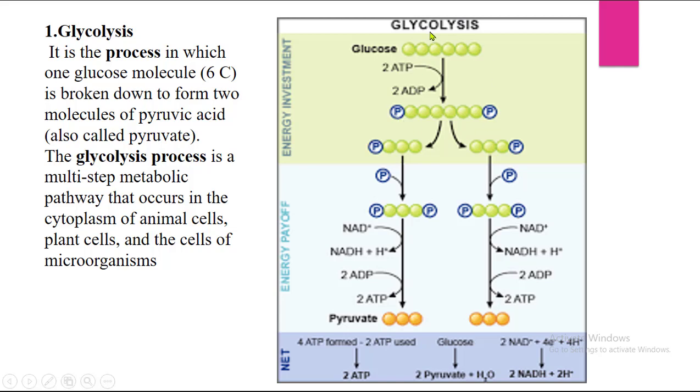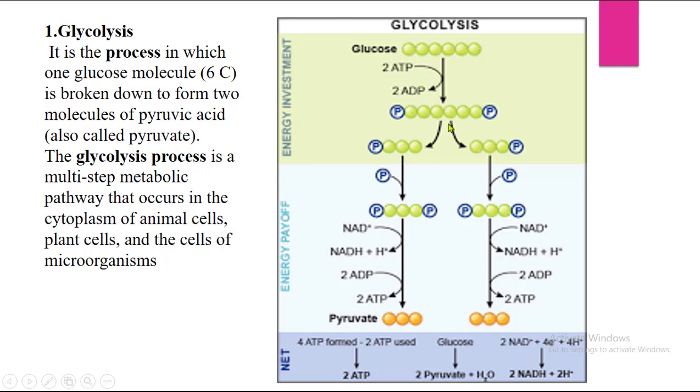This glycolysis actually occurs in the cytoplasm, and the next steps, the Krebs cycle and electron transport chain, take place in the mitochondria. That's why mitochondria is known as the powerhouse of the cell, because the actual energy, ATP, is produced in the mitochondria. We will discuss it later. First, let's see what is happening in glycolysis. One glucose molecule is going to form two pyruvate molecules. The end product of glycolysis is two pyruvate molecules.